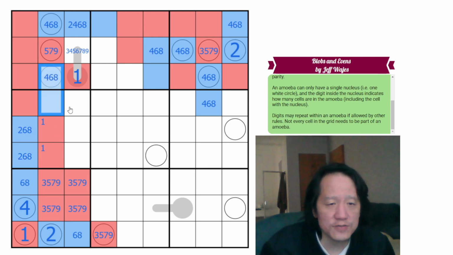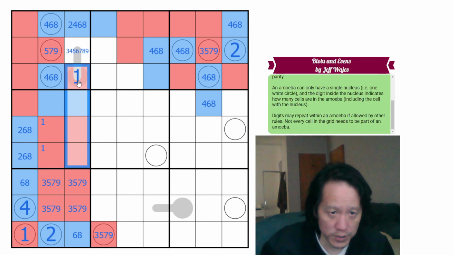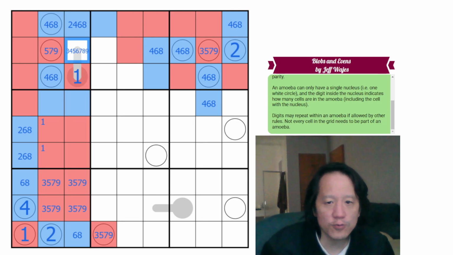This has to be at least 4, so it must go that way. We have 4 evens in box 4. Therefore, the rest of the box cannot be even. Therefore, this is odd. These 2 are odd. Therefore, we know this is odd, odd, odd. We have 5 odds in column 3. Therefore, this must be even.